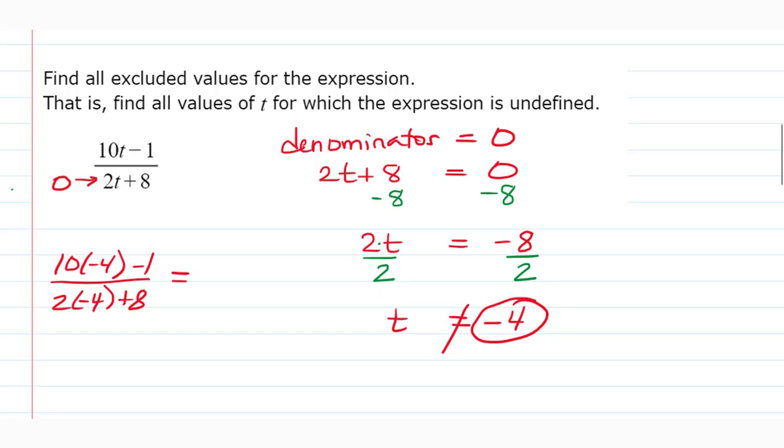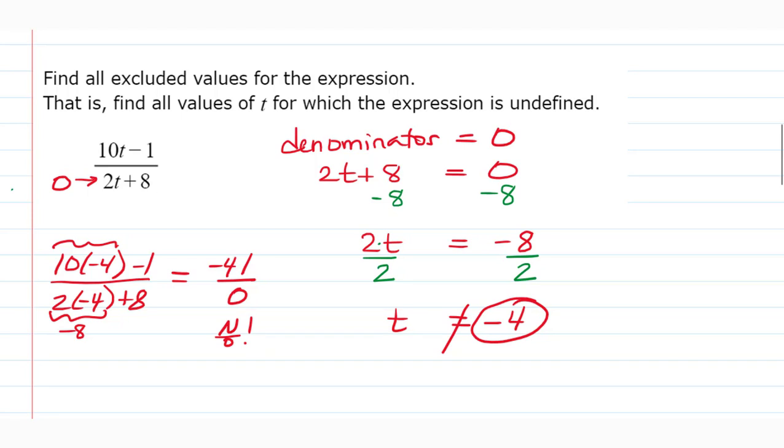In the numerator, we get negative 40 minus 1, which is negative 41. And in the denominator, we get negative 8 plus 8, which is 0. And division by 0 spells no. So you can't do it.